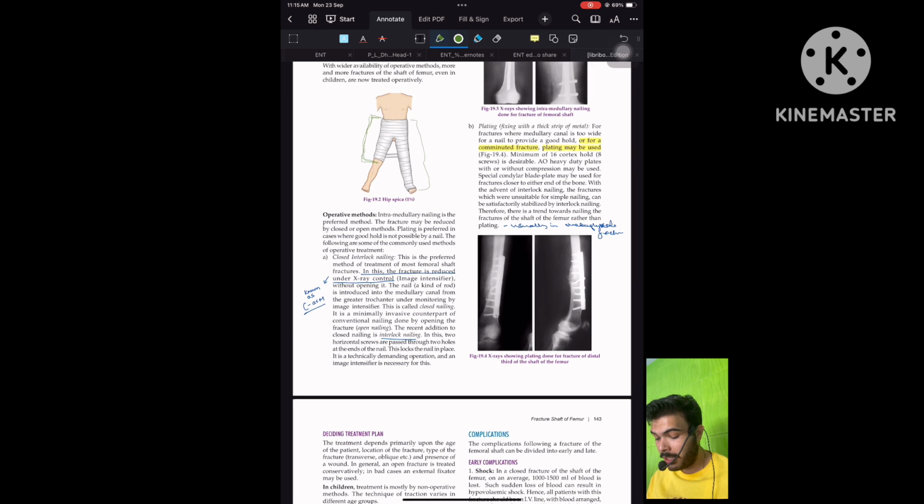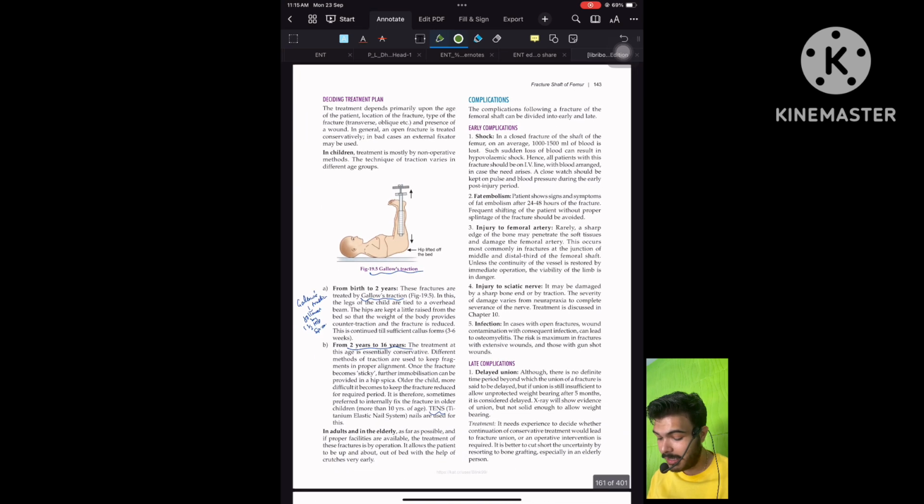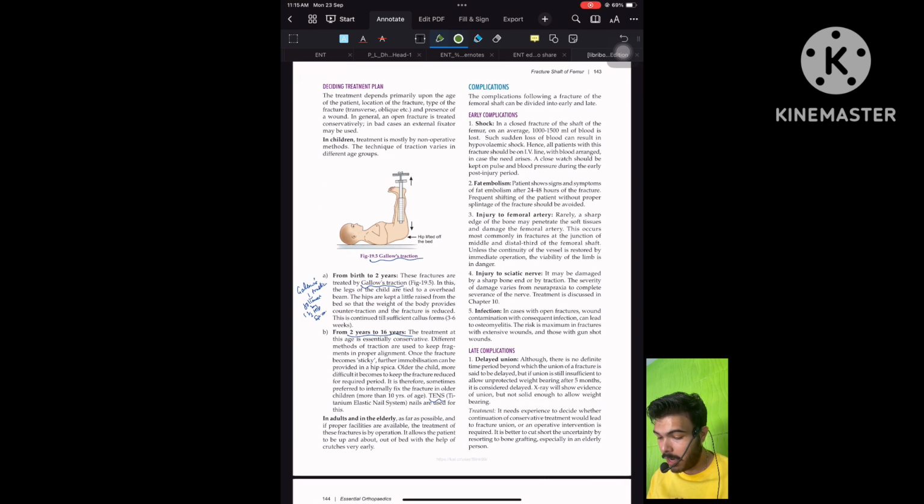And what are the complications? First, see gallows traction in this picture. The hip is lifted off the bed, and of course the upper body is lifted. So here the traction is provided, and the body weight provides a counter traction. I told you gallows traction and Russell's traction. Gallows traction is less than 12 kg, or you can write from birth to 2 years. Russell's traction is more than 12 kg. And if that is also not possible, you can go for TENS. From 2 years to 16 years, you can go for TENS.